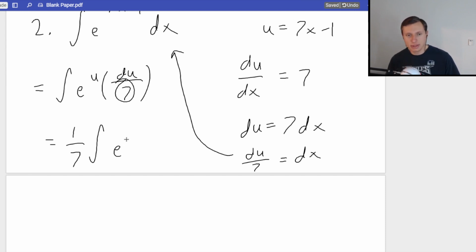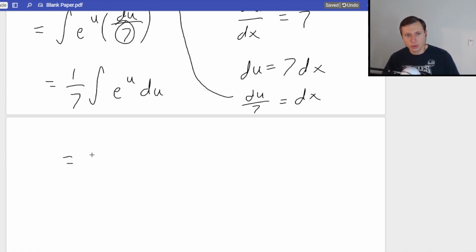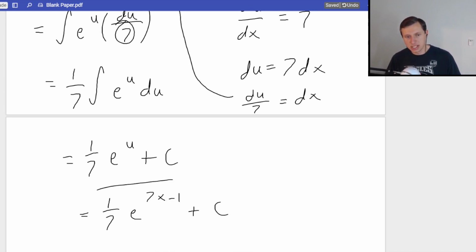So now I have 1/7 e to the u du, just like this. I know this integral. Hopefully you do as well. That's because the integral of e to the u is literally just e to the u. This is equal to 1/7 e to the u plus c. It's not my final answer, though, because I still need to plug in for u, which was 7x minus 1. So the final answer will be 1/7 e to the 7x minus 1 plus c.